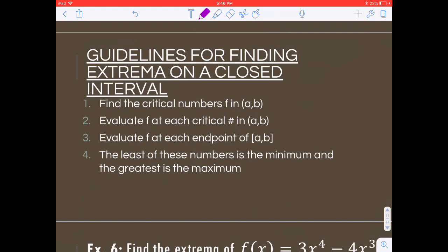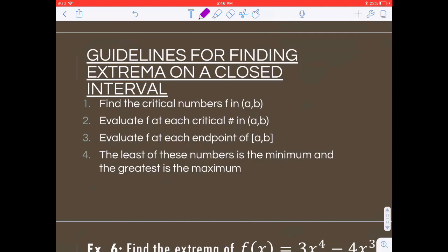Evaluate f at each critical number in the open interval (a, b). Evaluate f at each endpoint of the closed interval [a, b]. And then the least of these numbers is the minimum and the greatest is the maximum. So make sure you write down these guidelines.